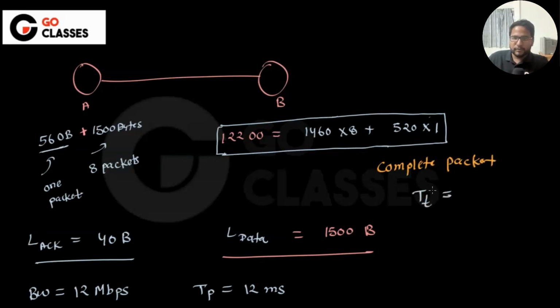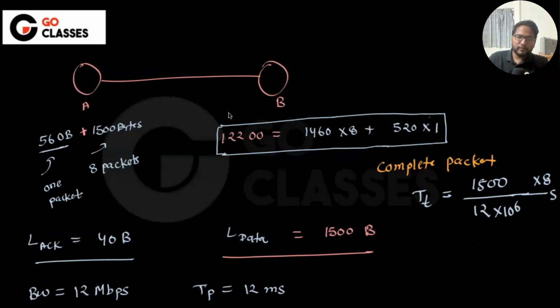So the transmission time for the complete packet will be length upon bandwidth, right? The length is in bytes and bandwidth is in bits, so let me multiply by 8, upon 12 into 10^6 bits per second. So finally, this will be in seconds, right? Okay. So these many seconds is the transmission time for the complete packet.